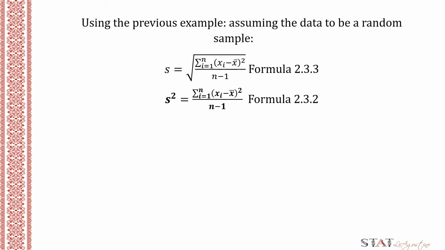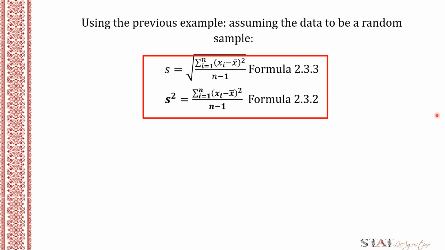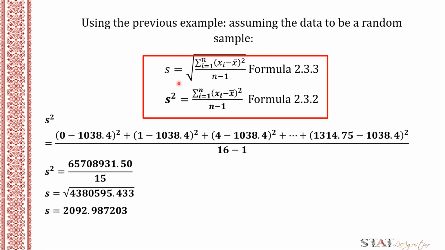Okay, using the previous example, like the areas planted with durian in the Philippines, assuming that the data is a random sample, we have here our formula 2.3.3. And then this is our standard deviation and this is our sample variance.